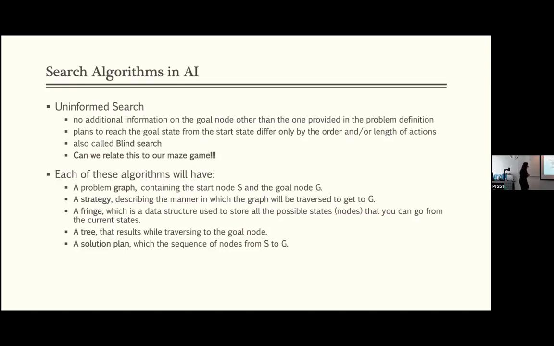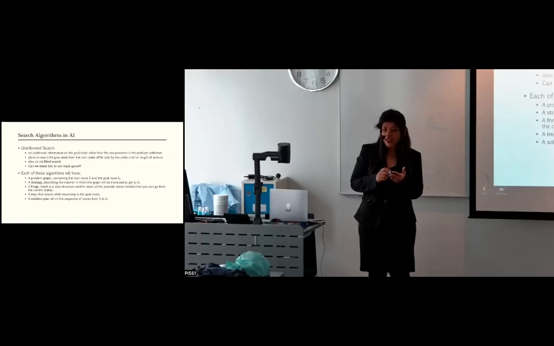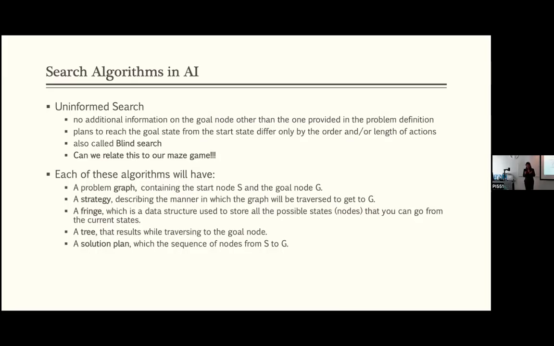So yes, what is fringe? This is the data structure where we store all of the possible states that we are hopping through, whether we are using a queue or a stack to follow that path and keep the vertices on.